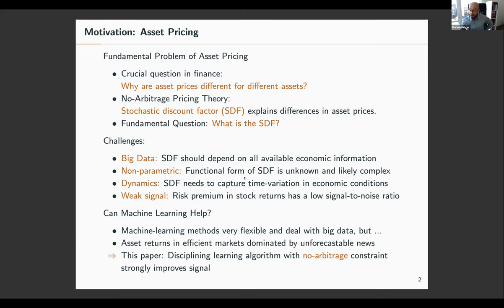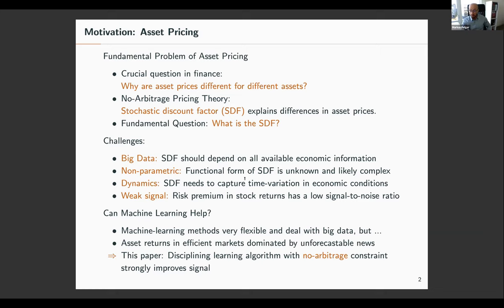And when I talk about machine learning methods, I refer to methods that are flexible in terms of their functional form, so they're non-parametric, and they can deal with many variables because they have some form of regularization. Now, the issue is that if you look at stock returns, we have a relatively low signal to noise ratio. As Bryan has shown in his work, depending on the data and the methods that you use, less than 1% of stock returns is predictable. But this predictable part is exactly where the risk premium is, and that's what we care about for asset pricing.